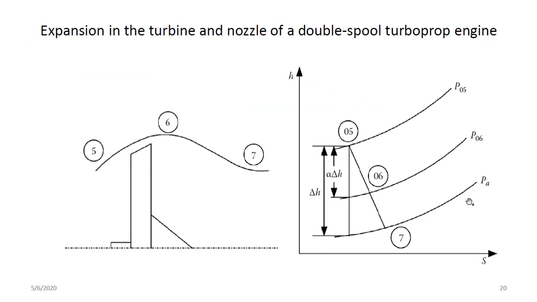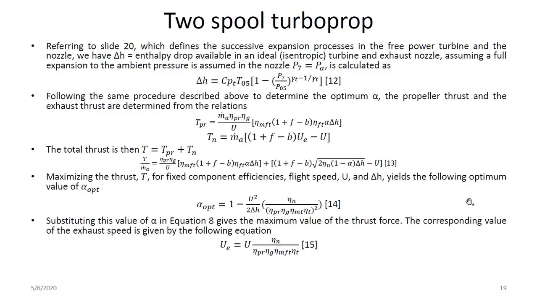We can look at the enthalpy rise across this free power turbine, like the enthalpy drop from entering the free power turbine to exiting the free power turbine, because 7 is exit to the nozzle. So if you do a similar analysis, you get equation 4, similar to what I've explained for a single spool, so no need for me to explain it here again. And to get this optimum ratio or coefficient alpha, the propeller thrust and the exhaust thrust must be determined.